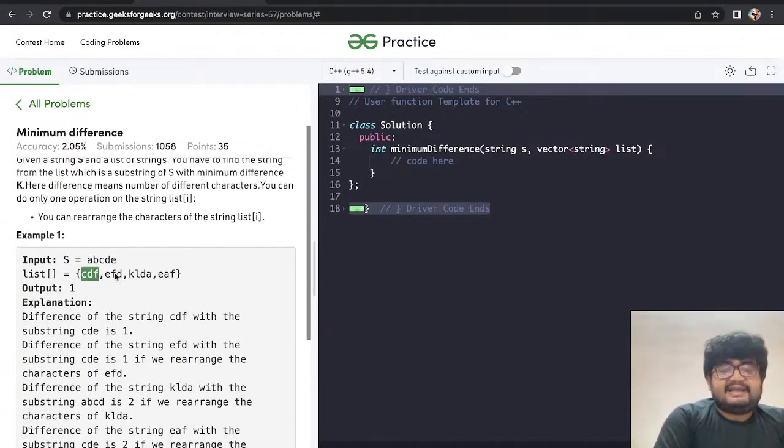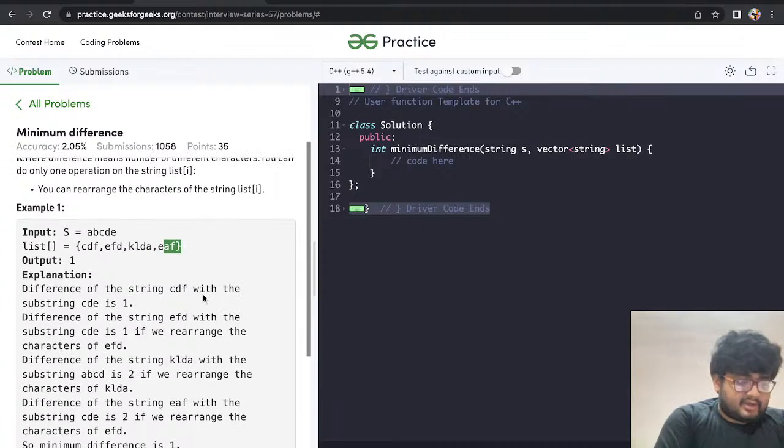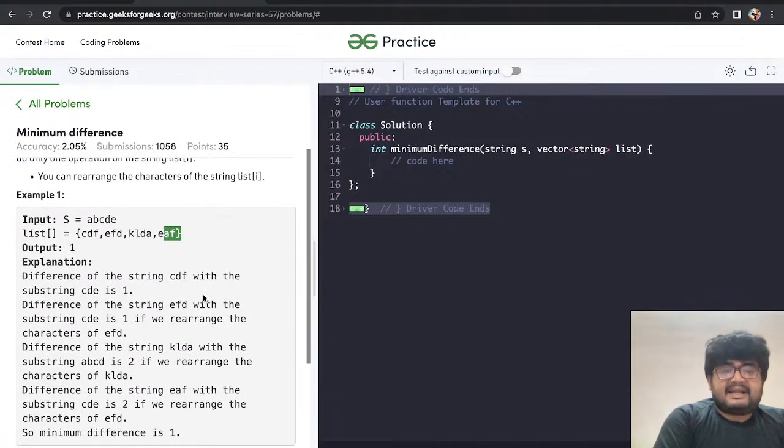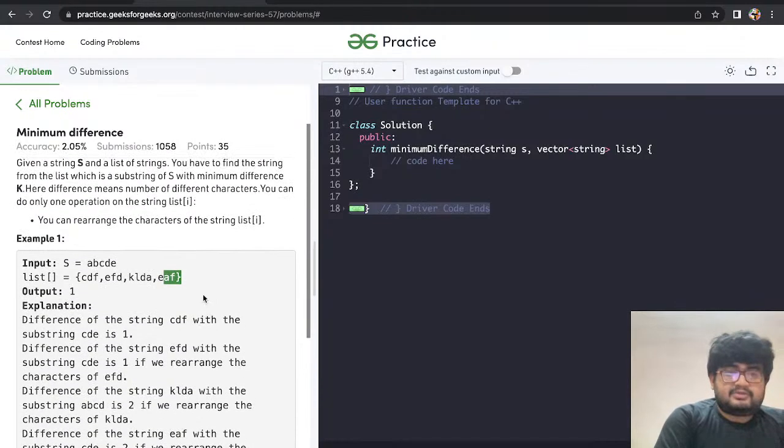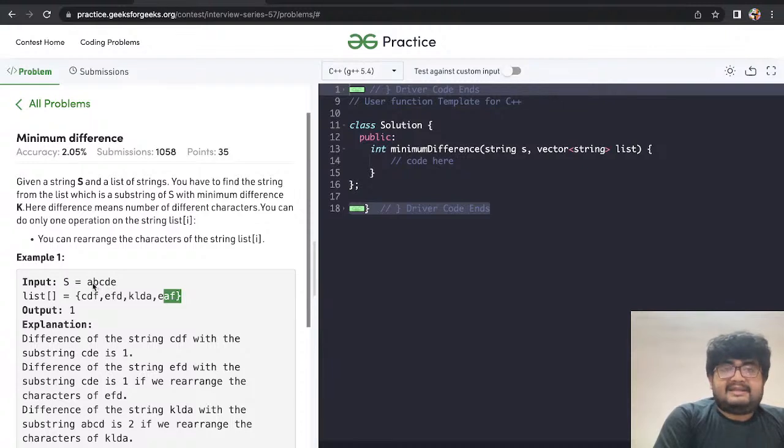So we have CDF, EFD, KLDA, EAF. Our test cases might be wrong, that might be the case. The question is, which substring of string S do we have to choose? That's a good question. It can be any substring, right? So we have to compare CDF.